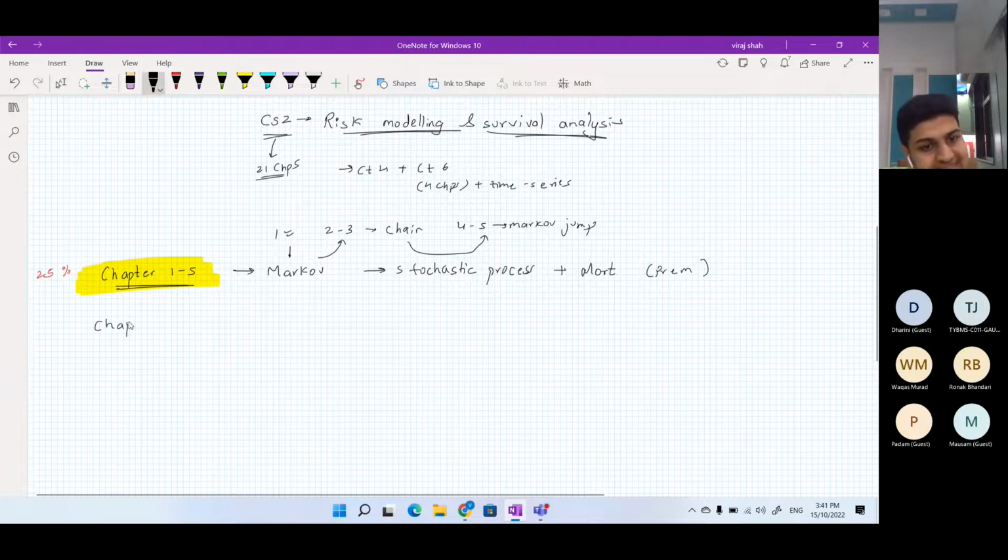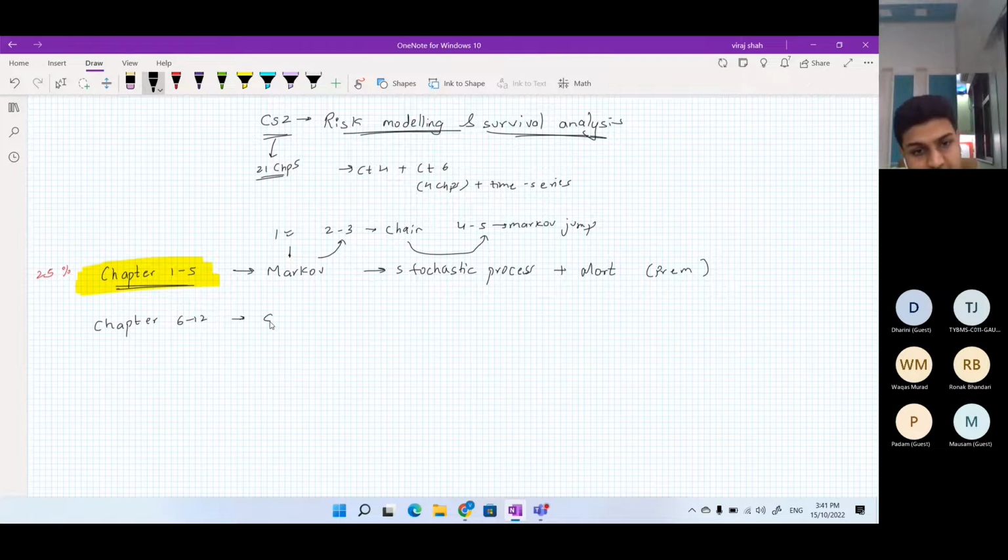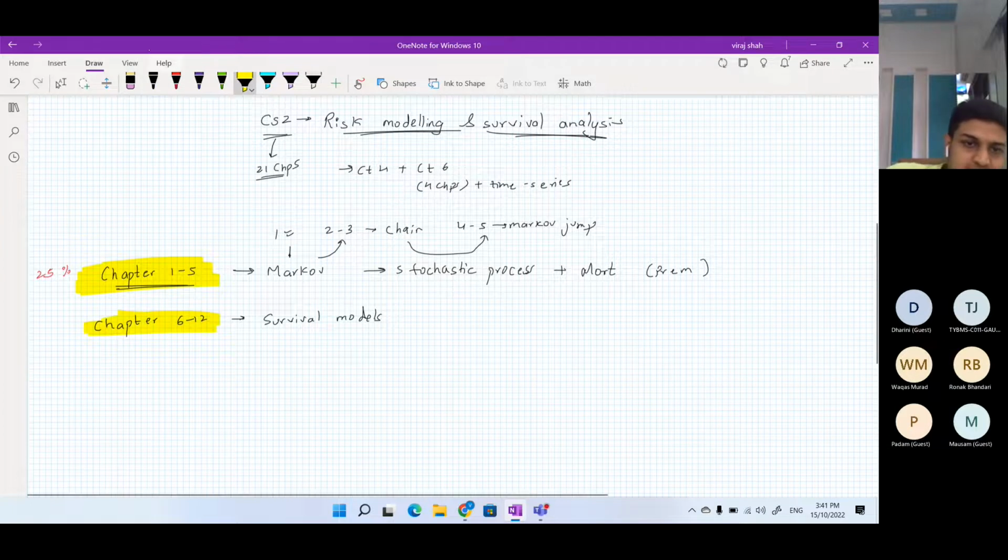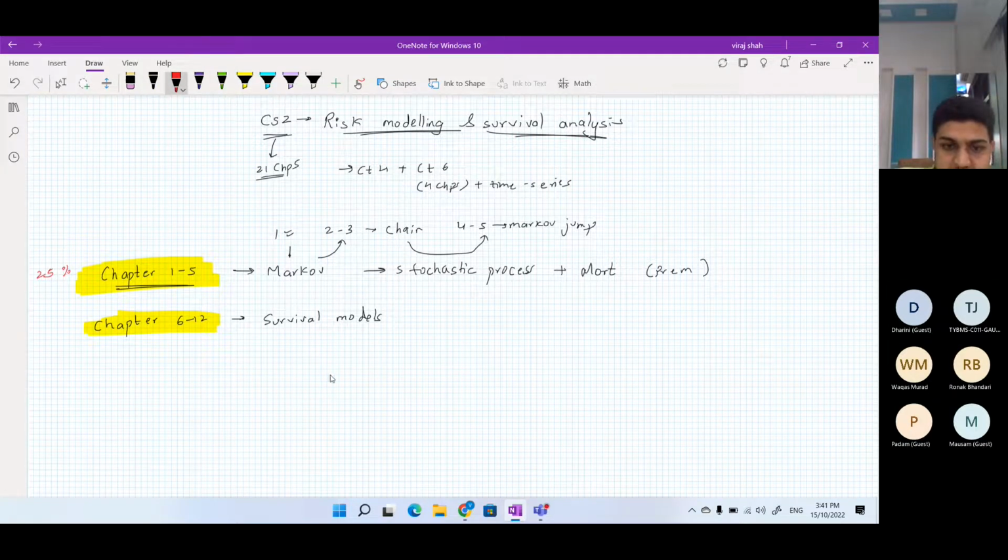Chapters 6 to 12 are all about survival models. You might have seen a few memes; we have even posted a few memes. I would like you to relate to that. When someone asks you your birth date or what's your age, you say that I'm 2000 born, therefore my age is right now 22. But what does this basically indicate?